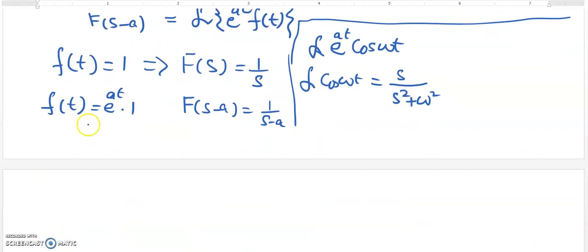So then what will be the Laplace transform of e power at cosine omega t? Because we are multiplying it by e power at, s will be replaced by s minus a. So it will be s minus a over s minus a square plus omega square.